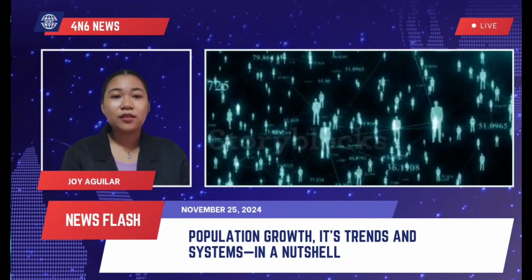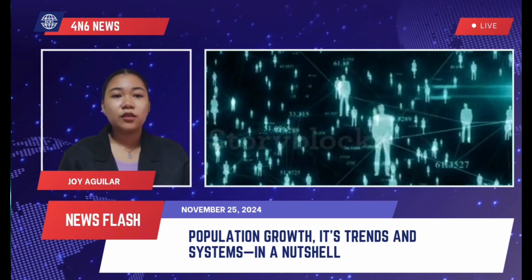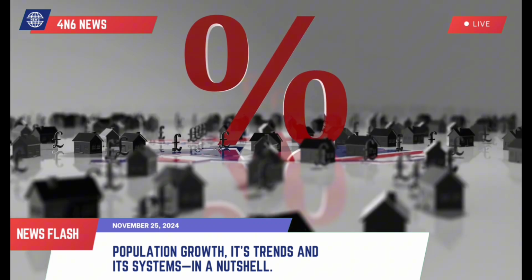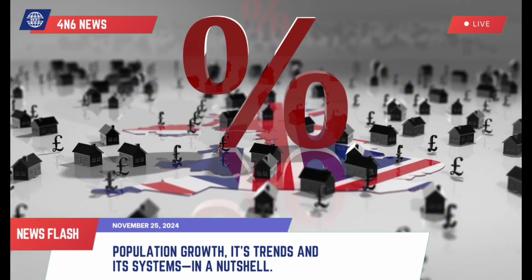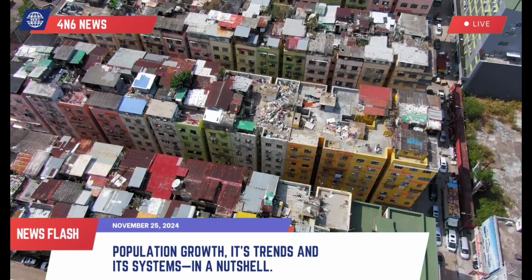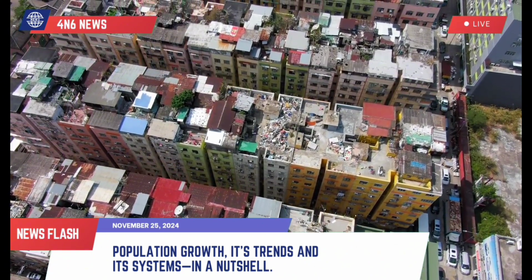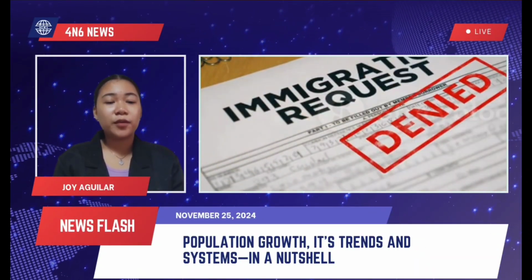Global trends. Developing countries. Many have high population growth rates due to higher fertility rates and declining mortality rates, leading to a significant youth population. Developed countries often experience lower growth or even decline due to low birth rates or an aging population. Immigration can offset this decline in some cases.